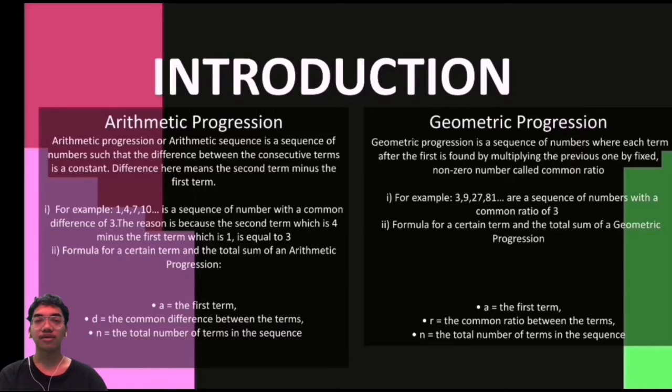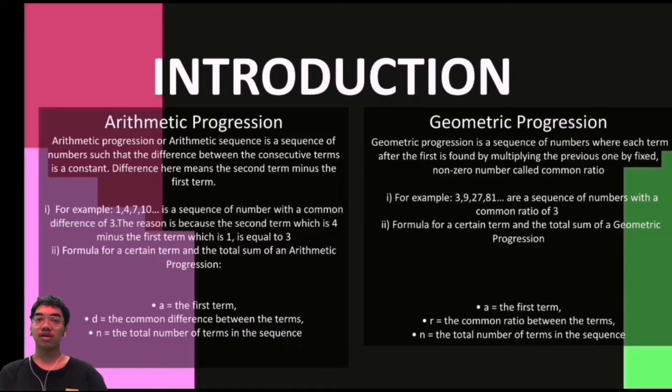What is an arithmetic progression? An arithmetic progression is a sequence of numbers such that the difference between the consecutive terms is a constant. Difference here means the second term minus the first term. For example, we have a sequence of numbers which is 1, 4, 7, 10, with a common difference of 3 because 7 minus 4 is 3, or 4 minus 1 is 3. The difference there is 3.